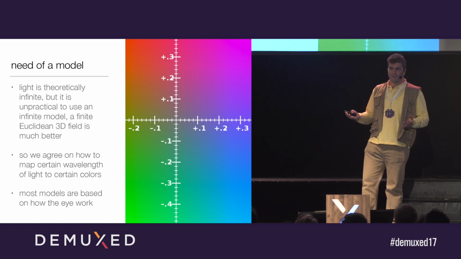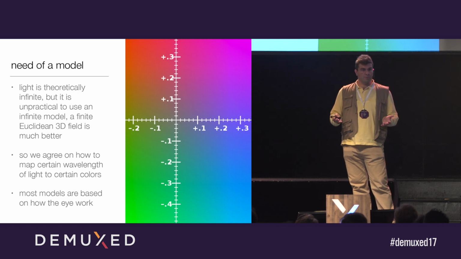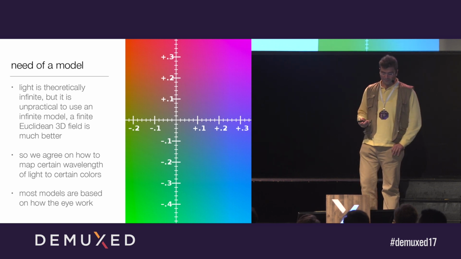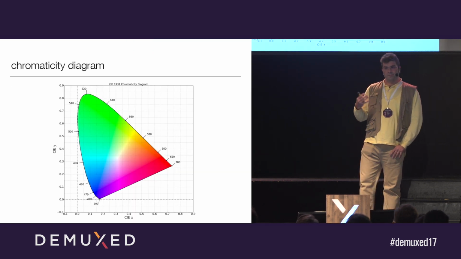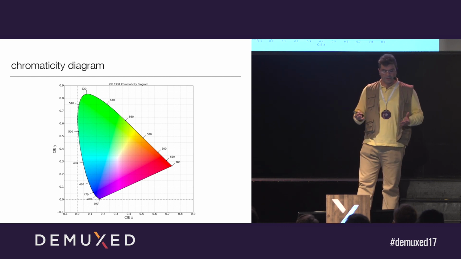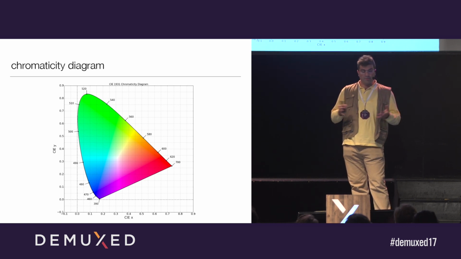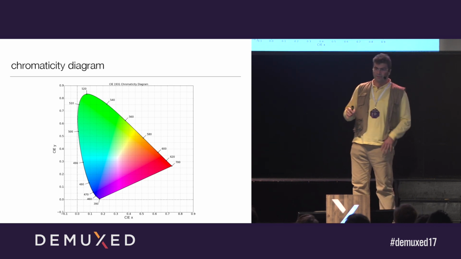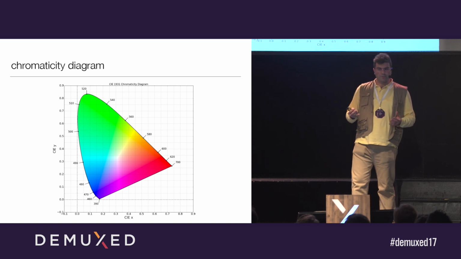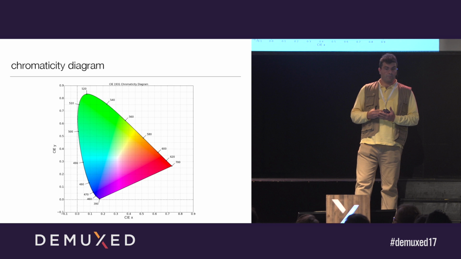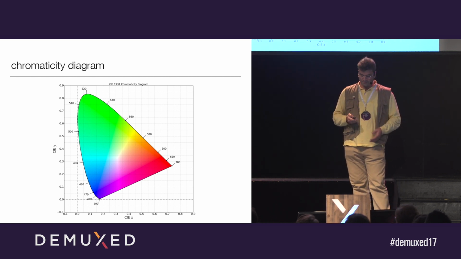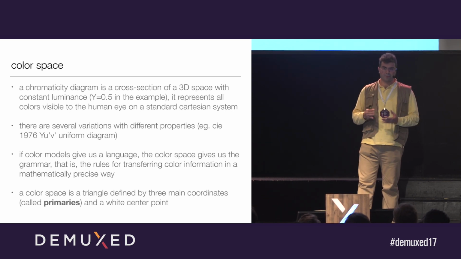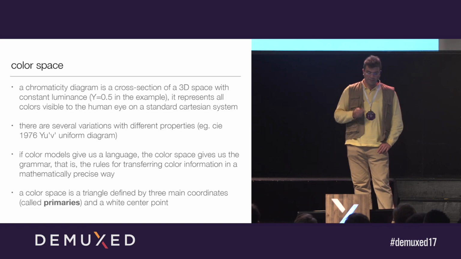Light is theoretically infinite, and it's harder to manipulate. So what we do is just associate some wavelengths to some certain well-known colors. A model is usually projected on a chromaticity diagram, which is just a Cartesian, a 3D space. This is a cross-section containing all the visible colors. You can see on the borders very saturated colors, and in the middle, white, the so-called white point. As I said, the chromaticity diagram is a 3D space, and this is a cross-section at average luminance.